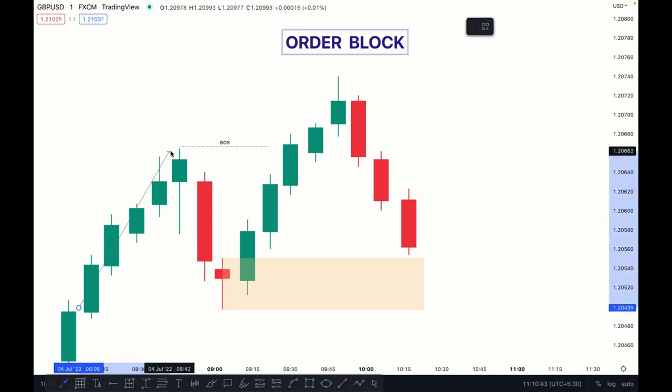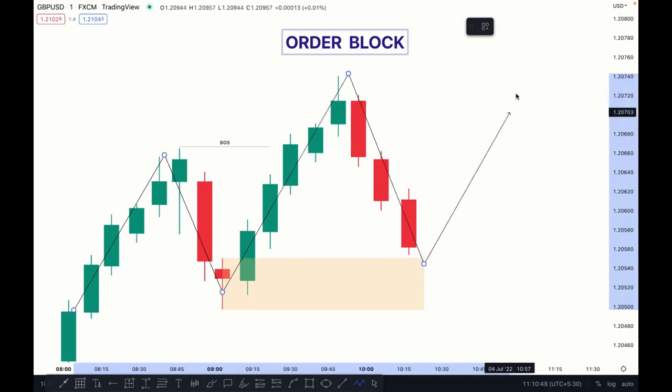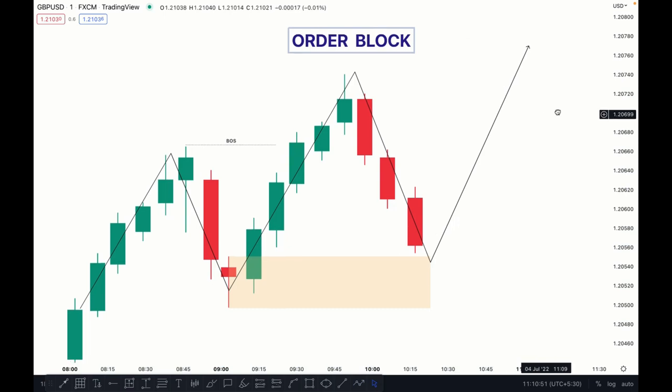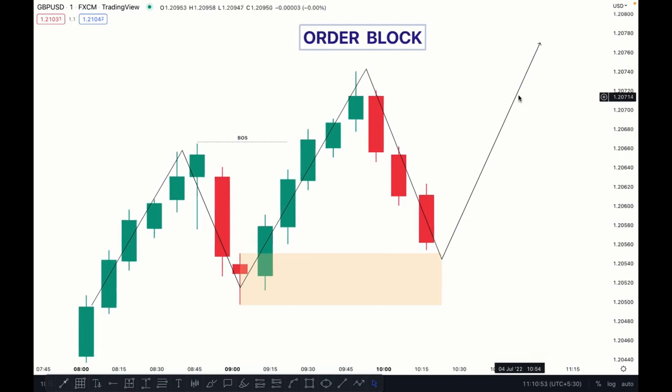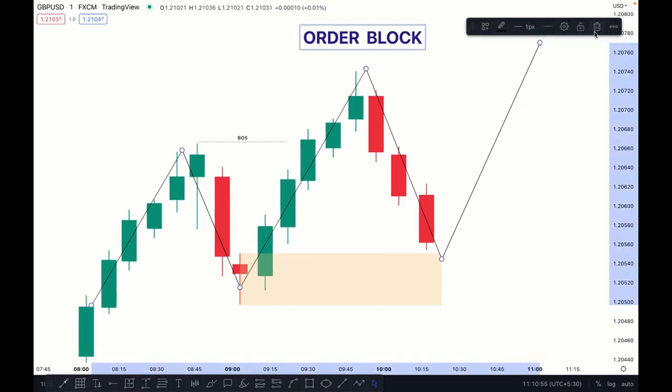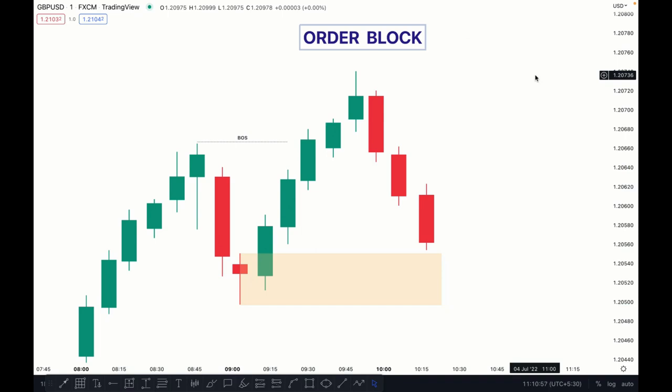We can expect a bullish scenario in a bullish market, something like this, to mitigate this order block and again push higher. Okay, so this is a basic and simple way to identify the order block, and this is the easiest way to identify.